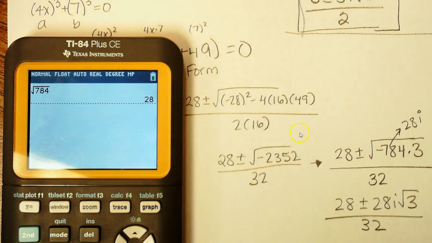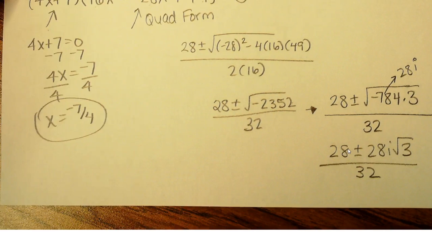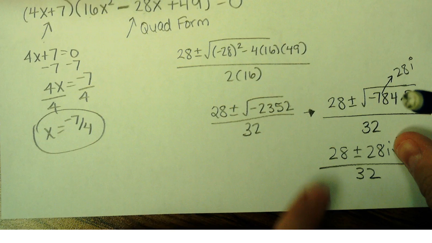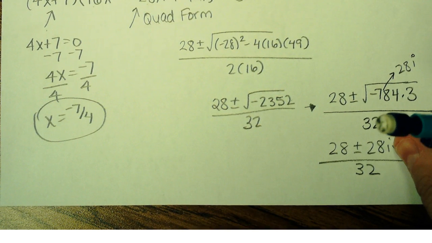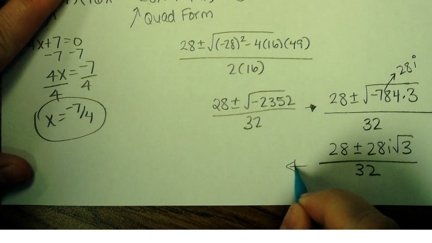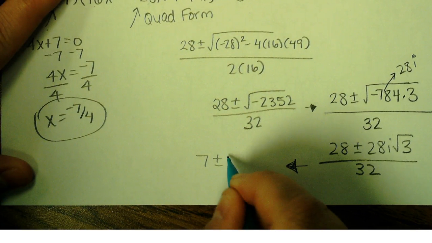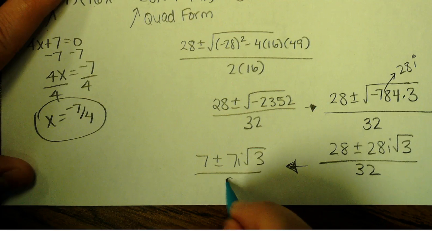All right, now, if you guys look at this, I'll move my calculator out of the way. Now, don't touch that radical 3. 28 and 32, those two numbers are divisible by 4. So for my answer here, let me break this down. 28 divided by 4 is 7, for both of those on the top. 32 divided by 4 is 8.